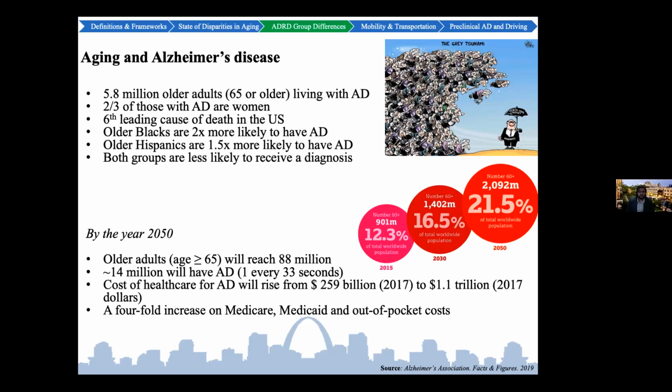Now, where I think the rubber meets the road is by the year 2050. We know that there's going to be roughly a doubling of the older adult population to about 88 million, but also an almost tripling of the cases of Alzheimer's disease to about 14 million. For the economists in the audience, these figures are quite jarring: the cost of healthcare for Alzheimer's disease will rise from $259 billion in 2017 dollars to 1.1 trillion, again in 2017 dollars. More importantly, this is going to result in a 4-fold increase on Medicare, Medicaid, and out-of-pocket expenses.